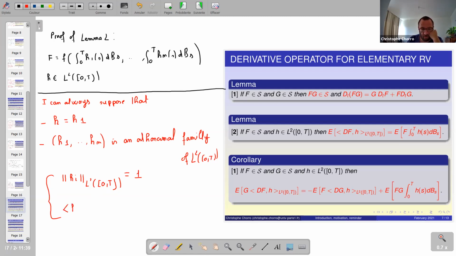And if I consider the scalar product in L2 of 0 capital T of two different mappings, I obtain 0. So they are orthogonal with norm 1. It's the meaning of orthonormal. So the question is, why is it always possible to do this? I won't write the things in all the details, because it is a little bit boring, but I just want to show you the intuitions concerning the fact that I can always suppose that I have this.